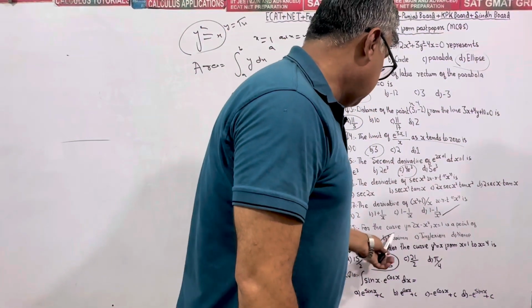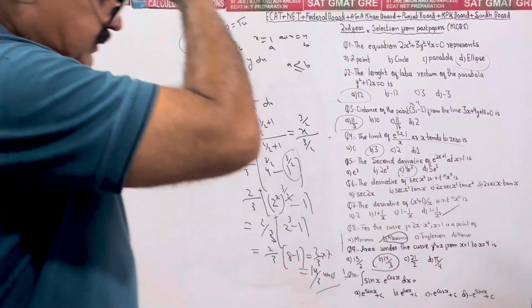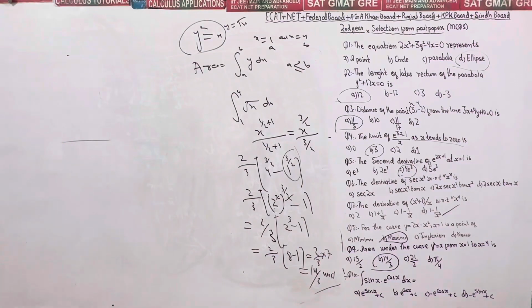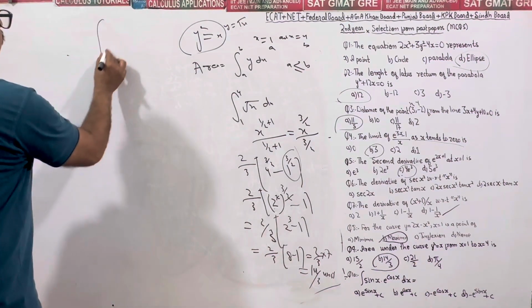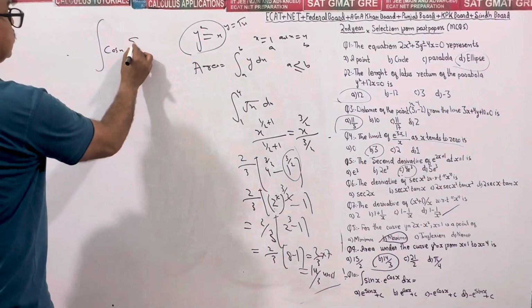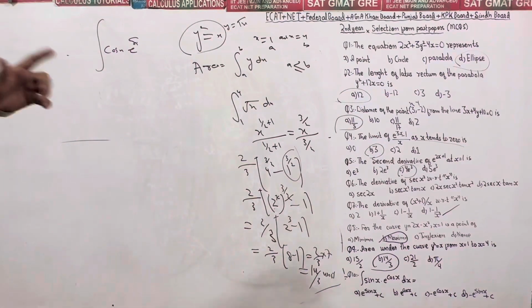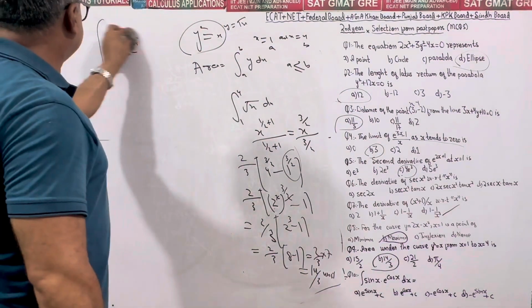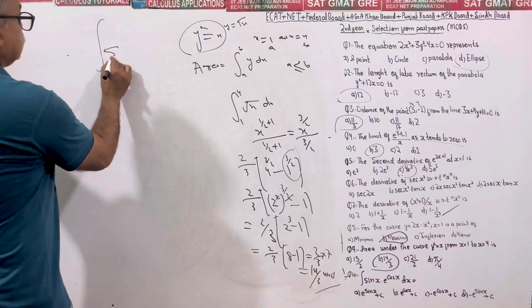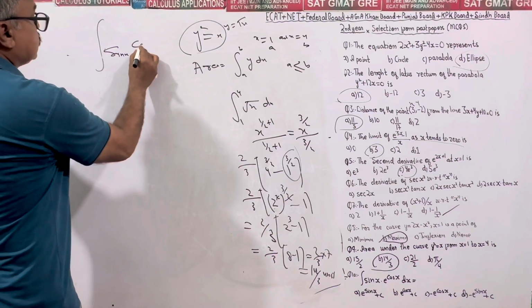And in this case, max is the required result. Now our final question, a good one: the integral of sin x times e raised to cos x.